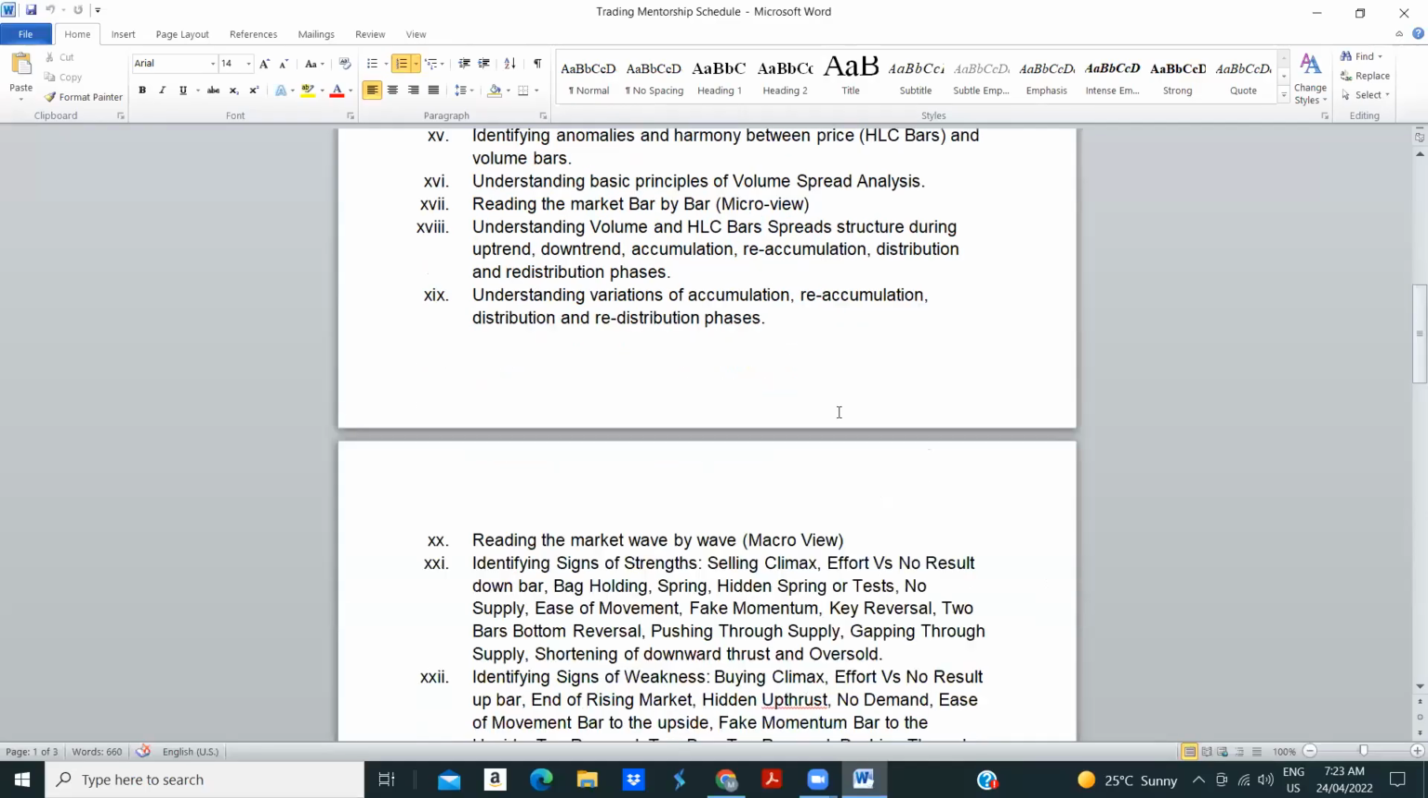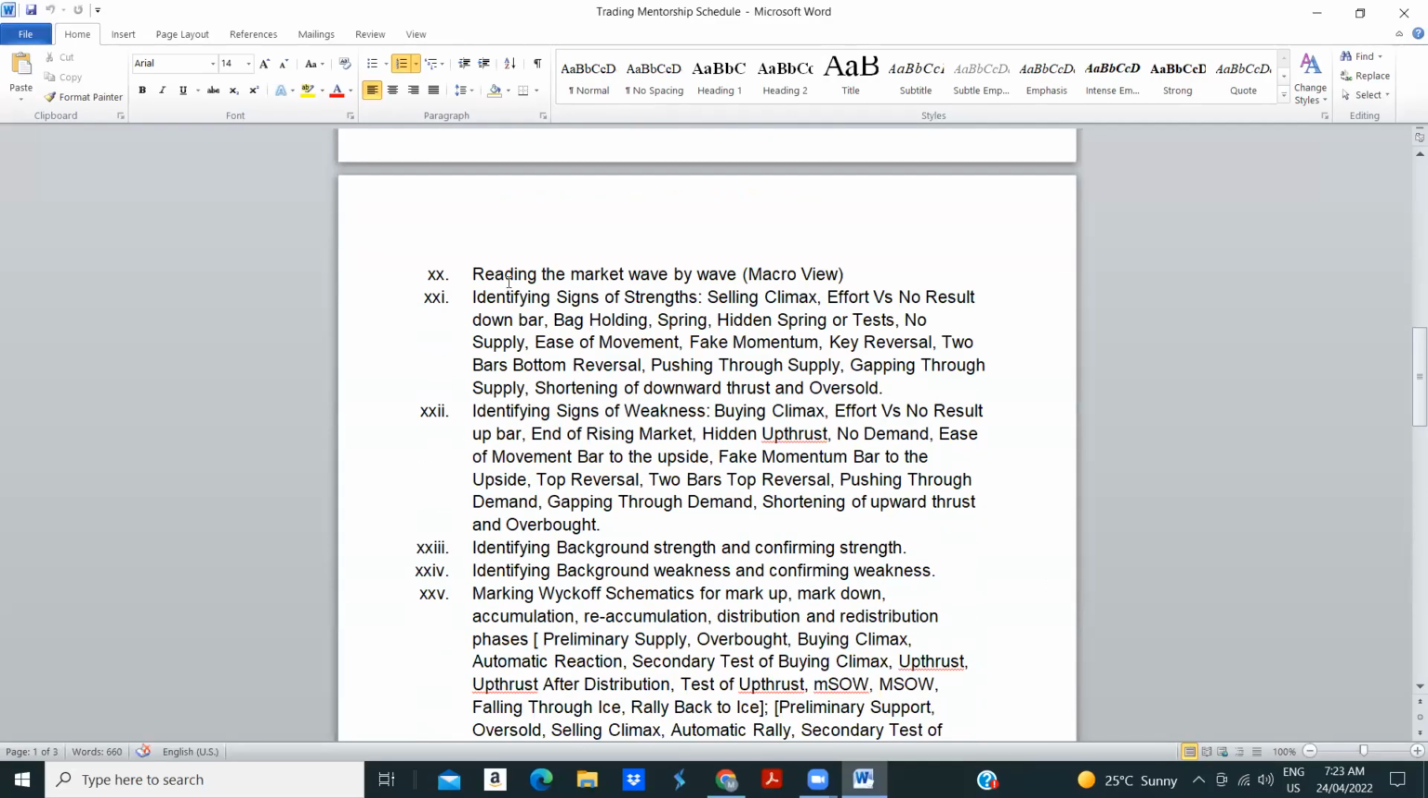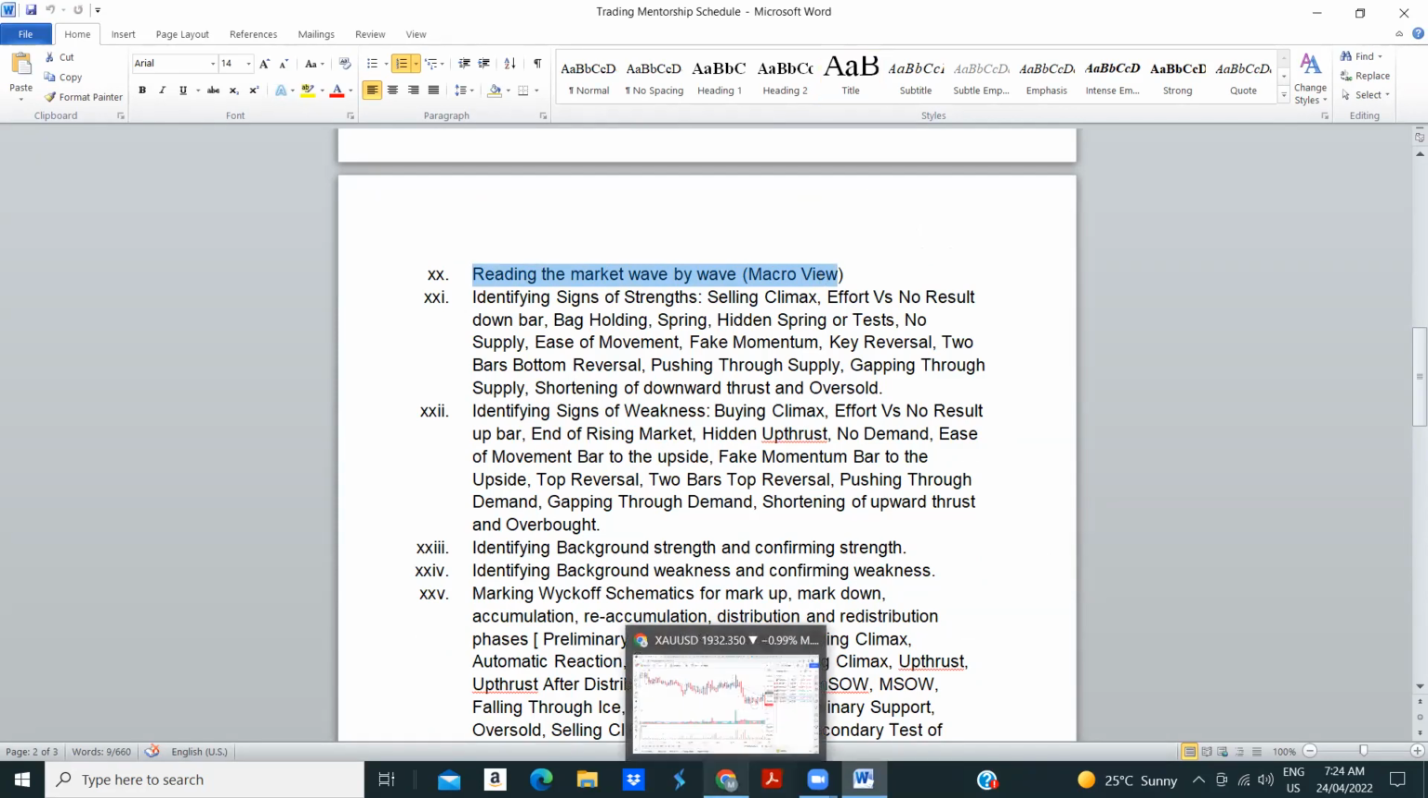All right, so reading the market wave by wave. I've already told you how to read the market wave by wave in terms of buying climax, impulsive wave, corrective wave. Did I tell you? Not yet, I think. Okay, reading market wave by wave. I think I told you already.